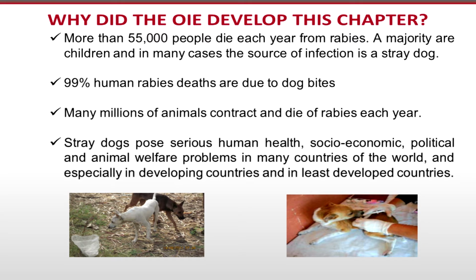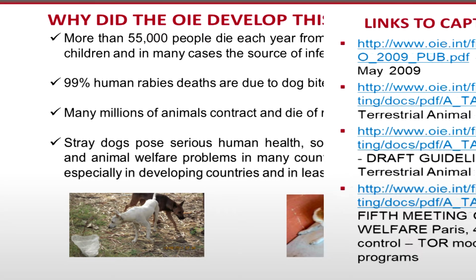We know that 99% of rabies cases in humans, as he talked of, come from dog bites and end up in death. And we also know that many animals that contract rabies also die from the disease each year. And we know that stray dogs pose serious health, socioeconomic, and animal welfare problems in many of these countries. For these reasons, the OIE developed the standard that I'm going to talk to you about.